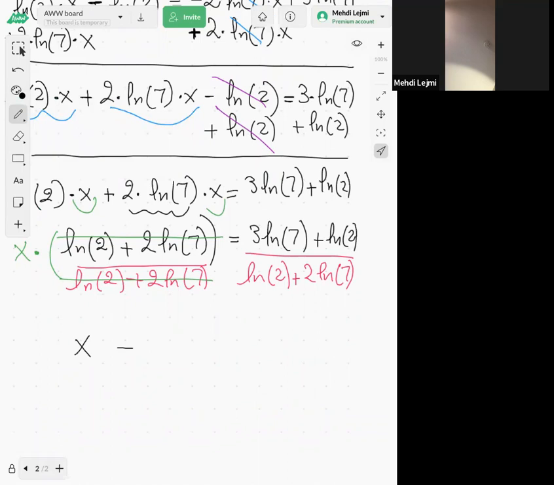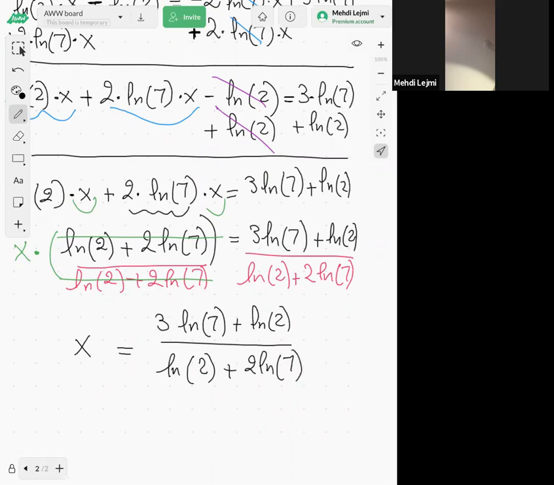On the right side, I'm going to have this 3 natural log of 7 plus natural log of 2 over natural log of 2 plus 2 natural log of 7. And that will be, of course, the final answer.